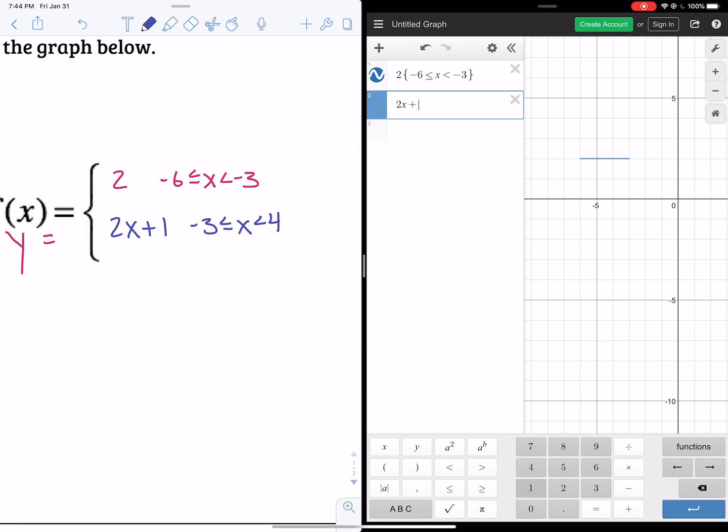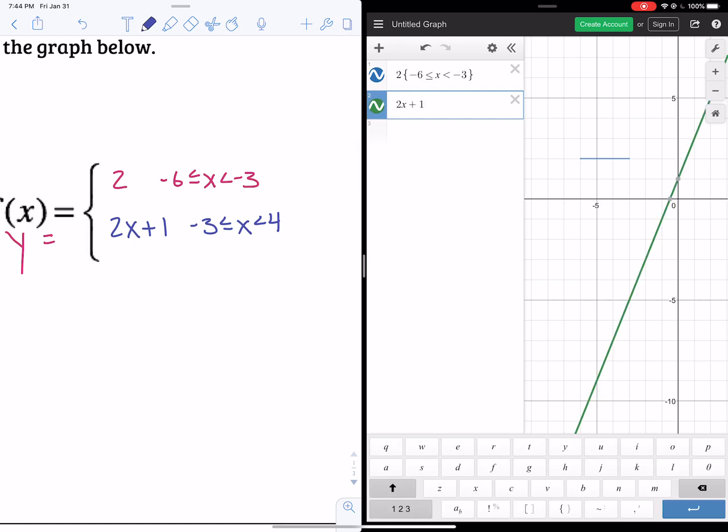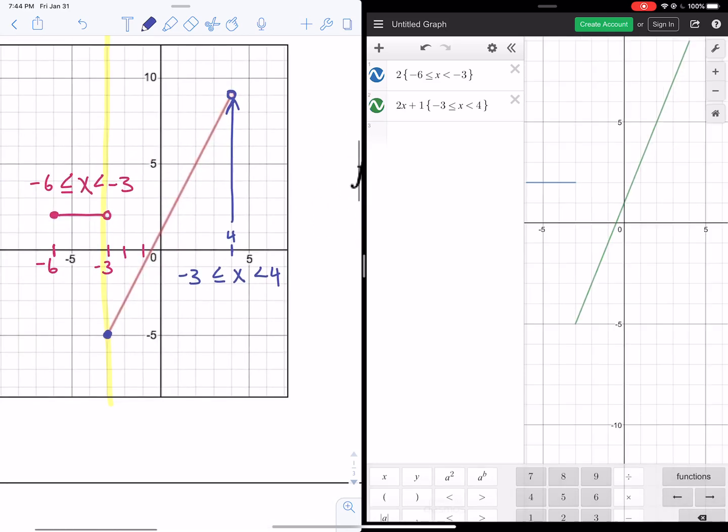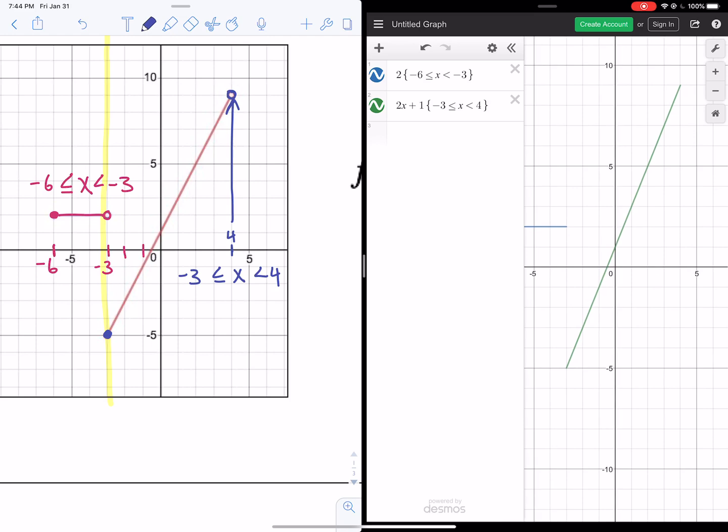2x plus 1. Add our brace, and then we put -3 is, it looks like less than or equal to, but it's really x is greater than or equal to, and then it's between -3 and 4. So we check and see if that matches what we've got in our graph.